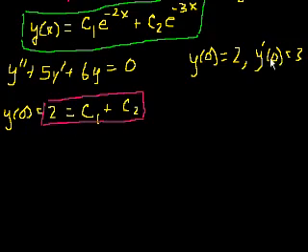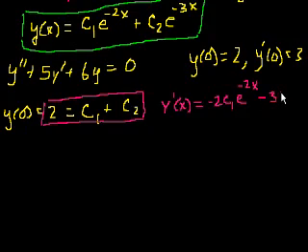Now let's apply our second initial condition that tells us the slope at x is equal to 0. So y prime of 0. So this is our general solution. Let's take its derivative, and then we can use this. So y prime of x is equal to what? The derivative of this is -2 c1 times e to the -2x. And what's the derivative of this? It's -3 c2 times e to the -3x.